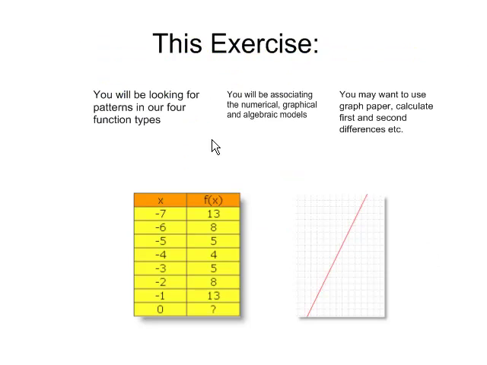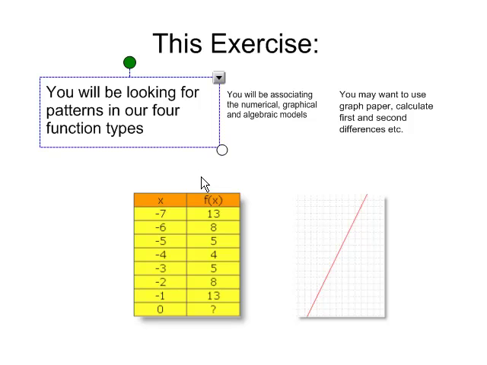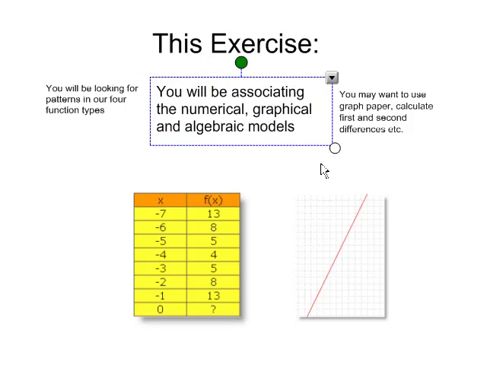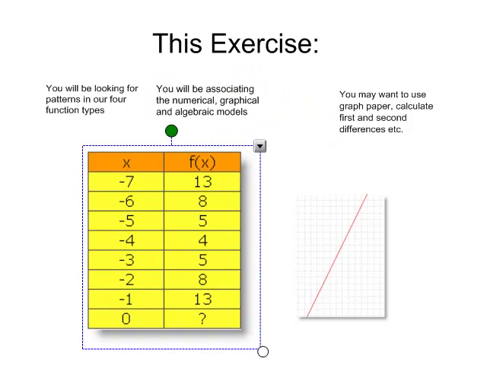And so in this exercise, as I already mentioned, you're going to be looking for patterns in our 4 function types, and you're going to be associating the 3 kinds of model that we will be using in this course. So numerical, graphical, and algebraic. So in this numerical model, for example, I'm going to look for a pattern here and try and see what's going to happen next. So I see 13, 8, 5, 4, 5, 8, 13, and I wonder what the next number is going to be.